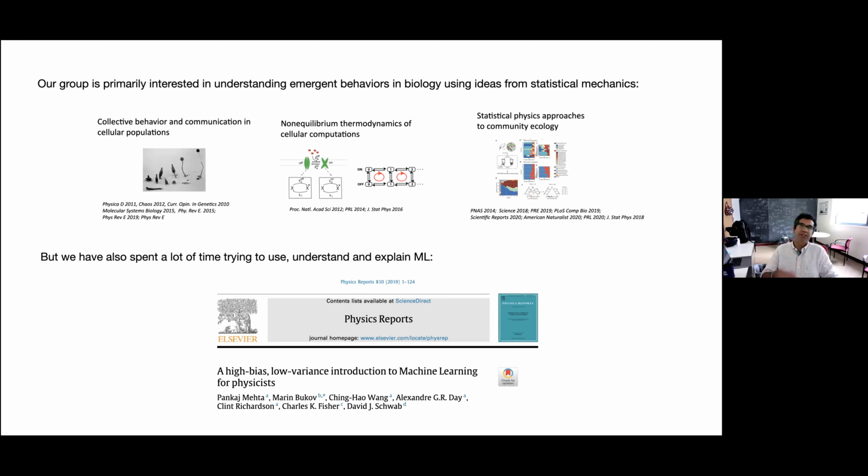Our group is primarily interested in understanding emergent behaviors in biology using ideas from statistical mechanics. We've done this across many different kinds of systems, often in very close collaboration with experimentalists. But we've also spent a lot of time trying to understand and explain machine learning. For example, I spent most of my sabbatical writing this review you see on the bottom that tried to introduce all these techniques in machine learning in a simple way to physicists. And so what I think I may be in a good position to do is to understand the strengths and weaknesses of both these approaches for trying to perform this kind of 4D cellular physiology project.